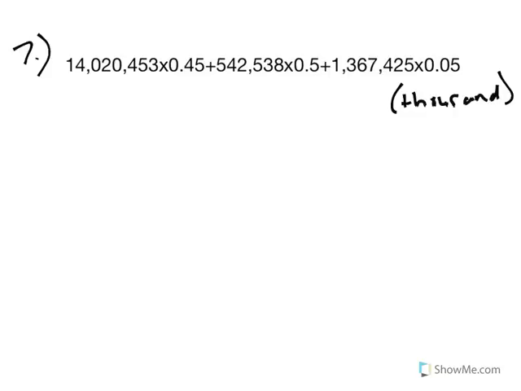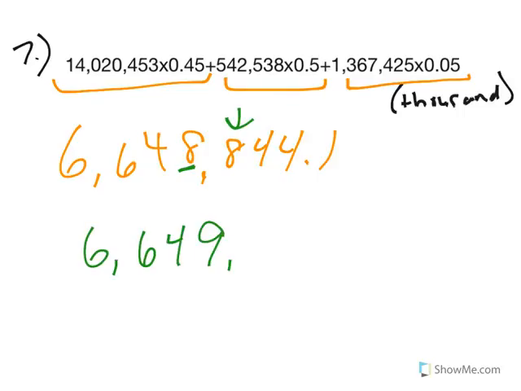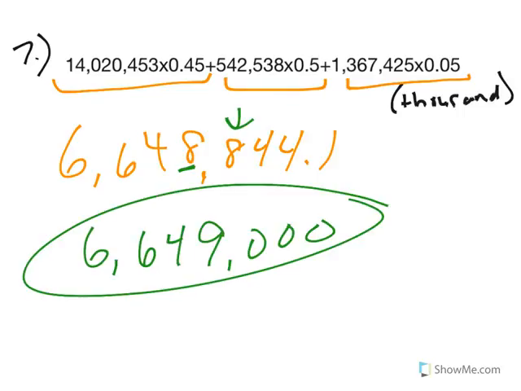Number 7. All right, so again, here's stuff to multiply together, here's stuff to multiply together, here is stuff to multiply together. So you multiply those 3 chunks, then add them together. You should get 6,648,844 and a tenth. And this says you want to go to the nearest 1,000. 1,000 is this 8. 8 rounds up, so 6,649,000 should be your final answer on that one.